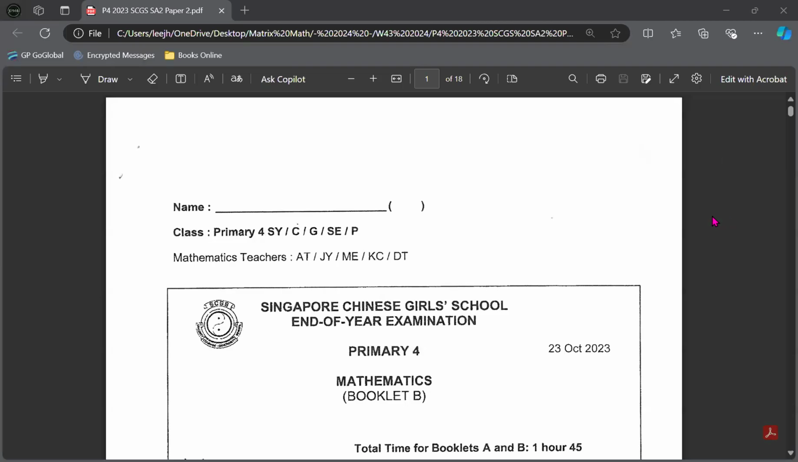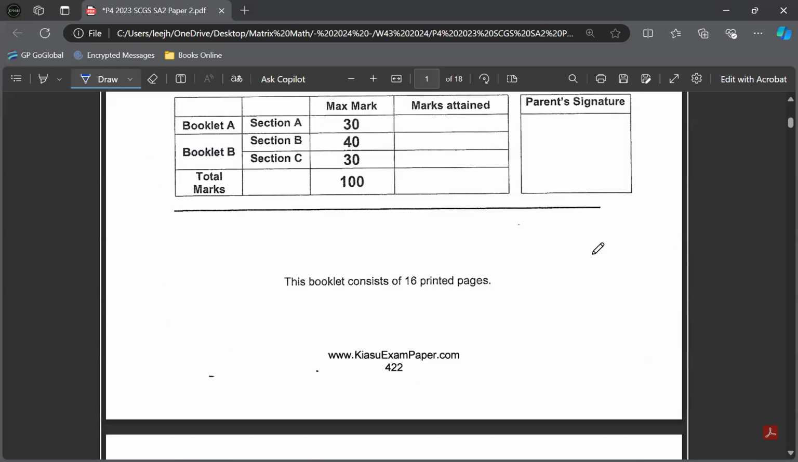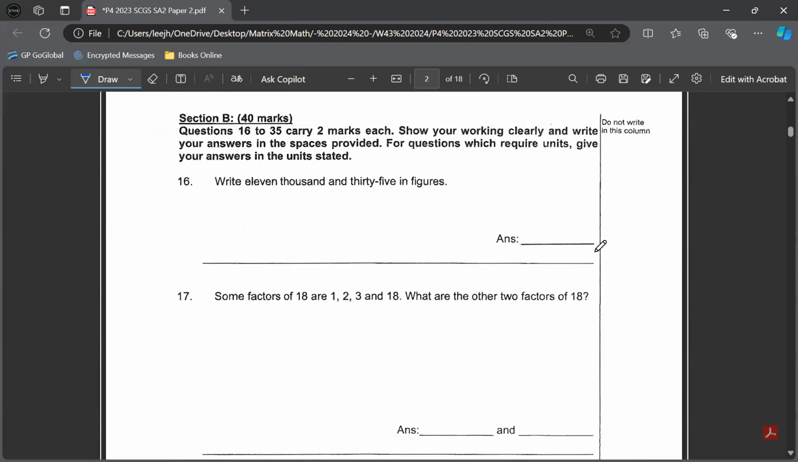Okay, P4 week 43, 2024 exam paper review. This is it. Okay, so I'm just going to write here P4 week 43, 2024 exam paper review. So this is actually the last exam paper for the year for P4, I mean for going through the review. So this is paper 2 of the SCGS SA2 paper. Last week, week 42, we did paper 1. So now it's paper 2. So I'm going to go to the first question of paper 2, which is section B.